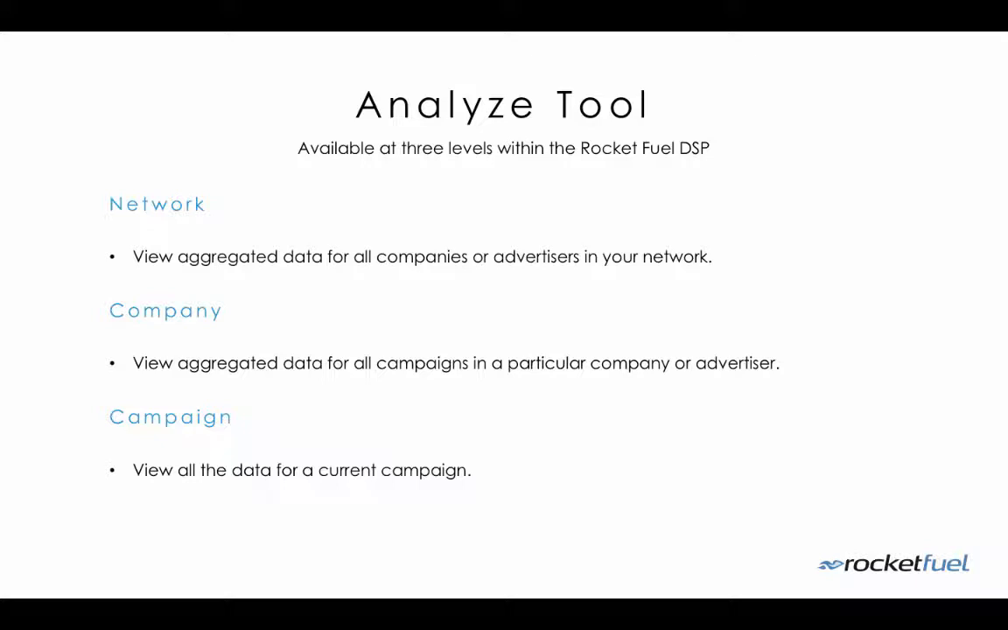The Analyze tool is available at 3 levels within the DSP, each having a different reporting scope. The 3 levels are Network, Company, and Campaign. First, at the network level, you can view aggregated data for all companies or advertisers in your network. Second, at the company level, you can view aggregated data for all campaigns in a particular company or advertiser. And third, at the campaign level, you can view all the data for a current campaign, which is where we'll be looking at the Analyze tool in this video.